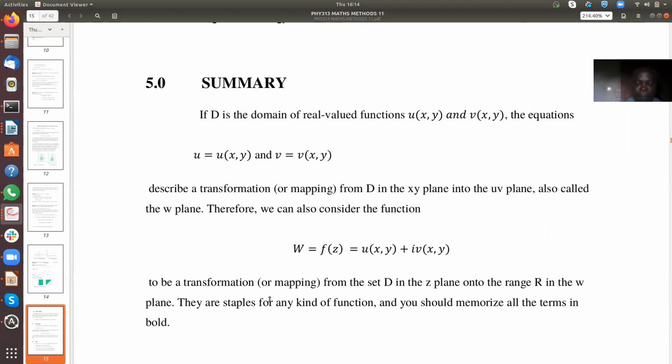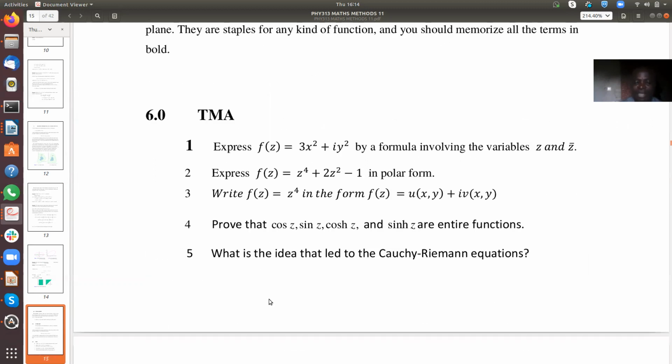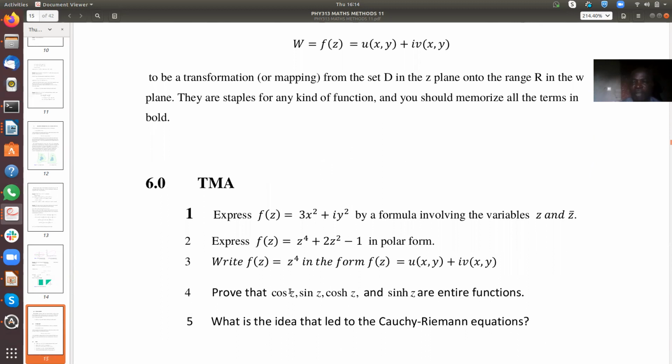This we have discussed. So for you to master the technique very well, I will advise you to try as much as possible to solve all these problems. The first one is that you have to express f of z equal to this by a formula involving the variables z and z bar. That is, you should transform this to z and z bar. And also, we have to write this in polar form. We know that z is equal to r exponential i theta. So where you see z, you put that value, then you expand. So we have to rewrite this in the form of this.